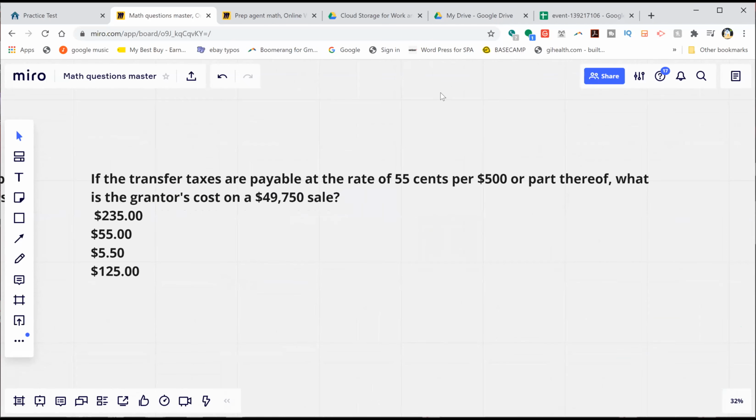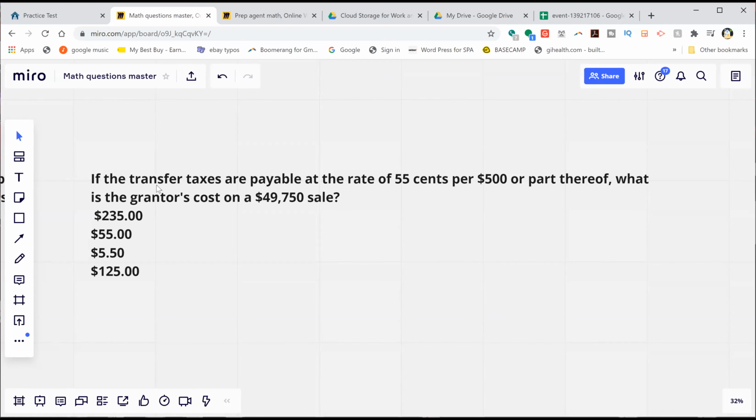So let's look at this one, okay? Let's look at this question. If the transfer taxes are payable at a rate of 55 cents per $500 or part thereof, what is the grantor's cost on a $49,750 sale? Is the commission the pie?